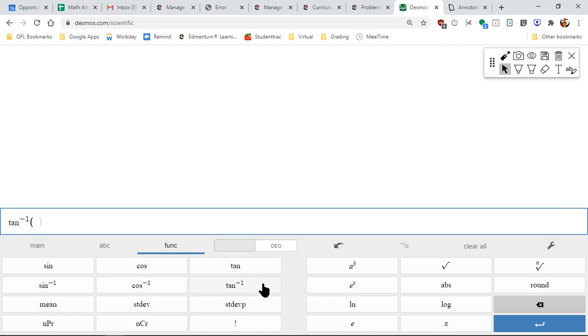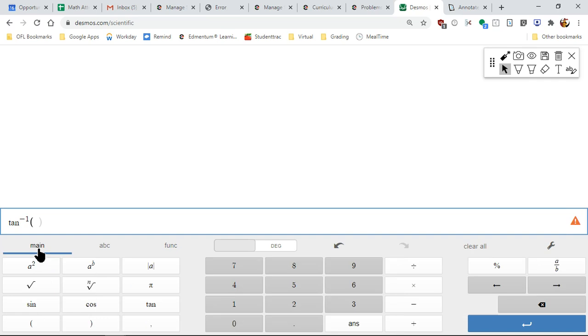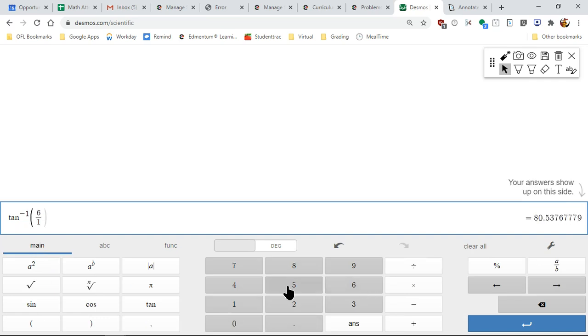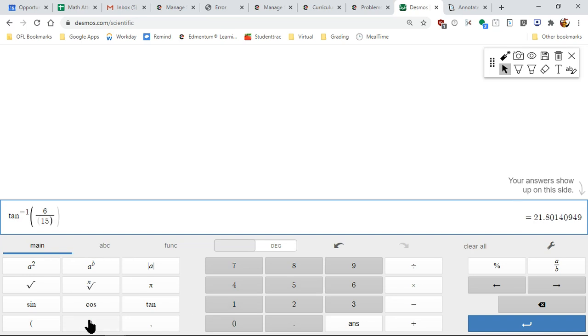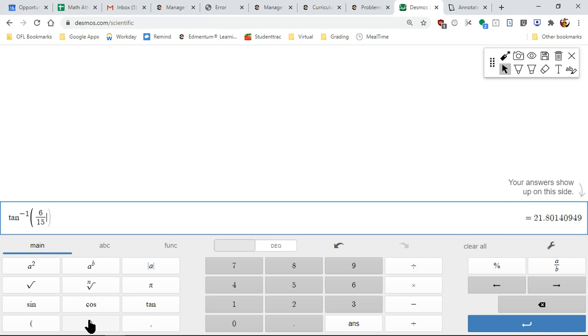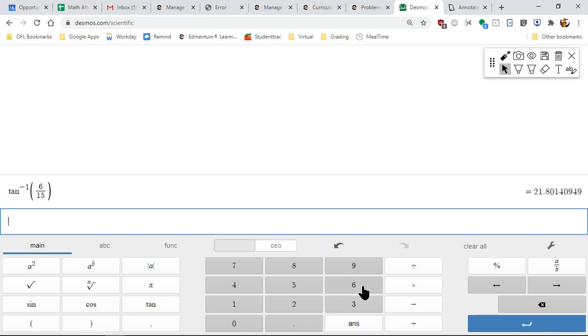So I need to find the inverse function of 6 divided by 15. So I'm going to do tangent. It already puts the parentheses for me. I'm going to go to main, and then I'm going to do 6 divided by 15. And it already treats it like a fraction, because dividing and fraction, same thing. I'm going to close my parentheses, hit enter. And according to this, it's 21.8.